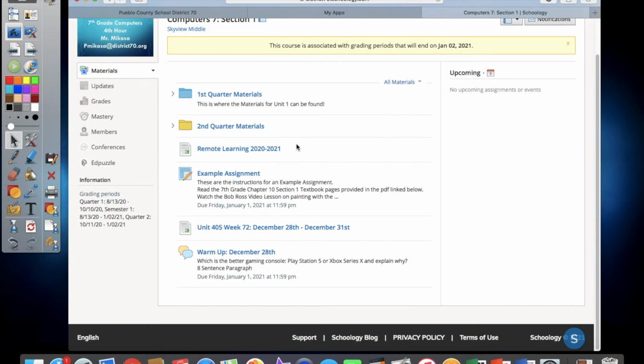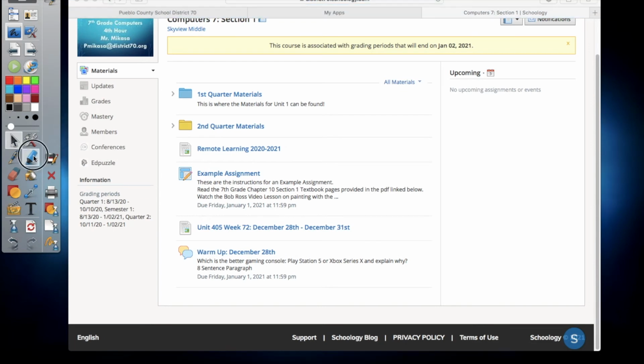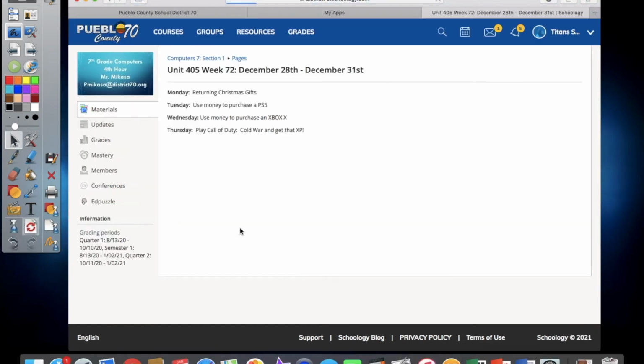Now the current stuff, which is the stuff that's outside the folders, that's what you're working on for the week, all right? Now at the beginning of every single week for my class, I post up a weekly agenda. It looks like this. So you can see in this example, it says unit number 405, week number 72, December 28th through December 31st. So if you want to know what we're working on for the entirety of the week, you can just click on it like this. As you can see here, it provides all the information about that week.